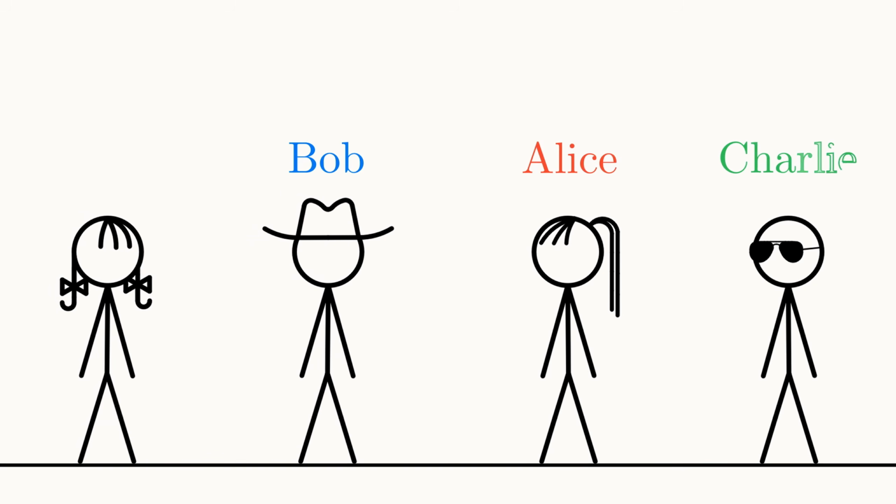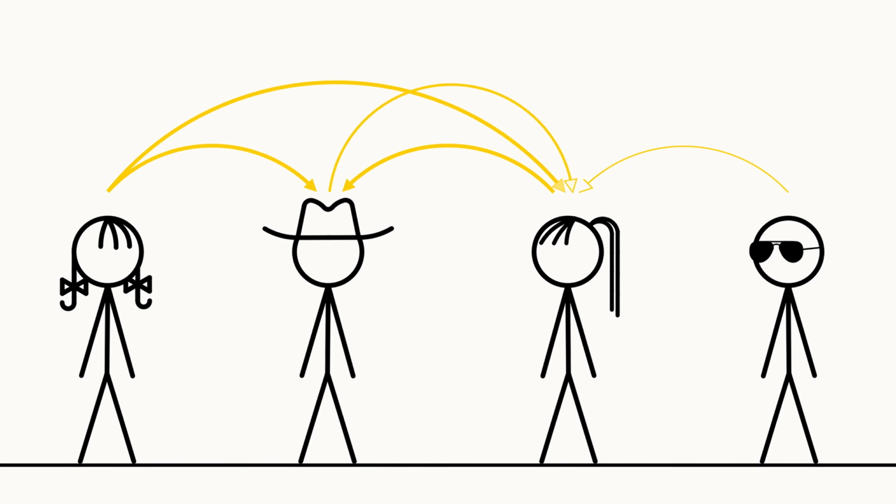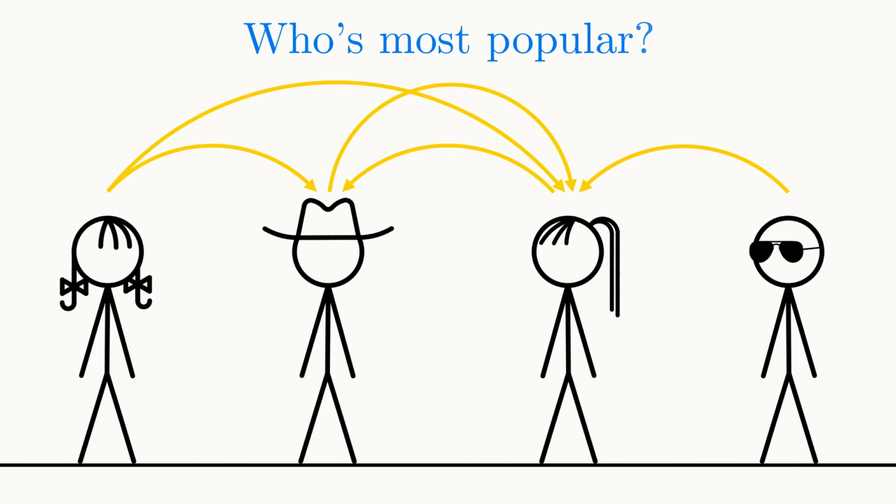Alice, Bob, Charlie and Eve all know each other. Alice is good friends with Bob, which I'll indicate by drawing an arrow from Alice to Bob. Having drawn all of the arrows indicating who is friends with whom, can you work out who the most popular person here is?